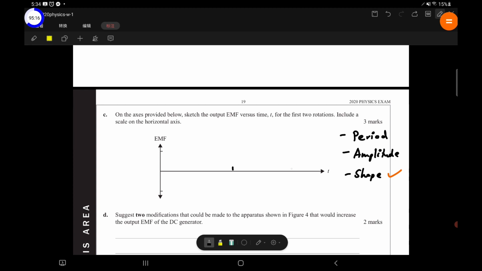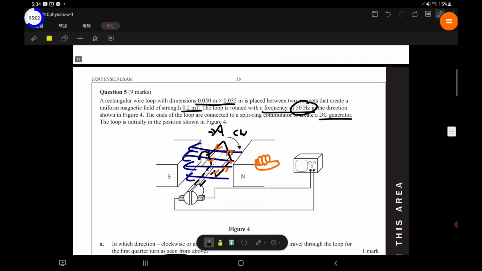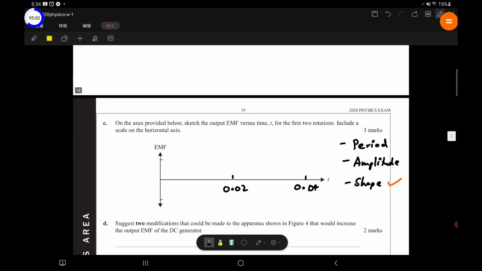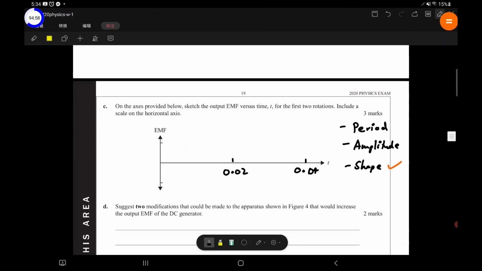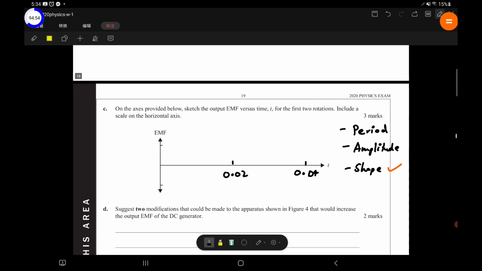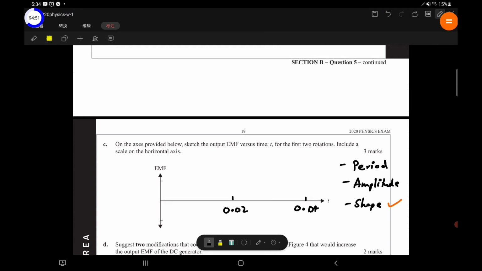Right, so this is the period. Since we knew from the question that 50 hertz was the frequency, 0.02 is the period. That will give you 1 rotation. What is the amplitude? Well, the amplitude relates to the maximum EMF that it can generate.